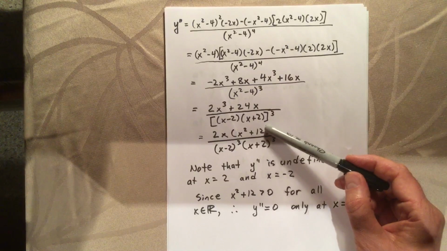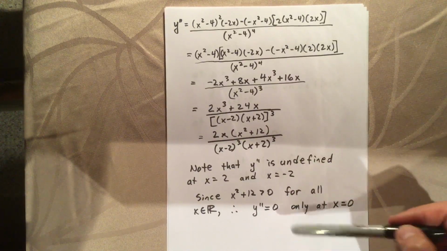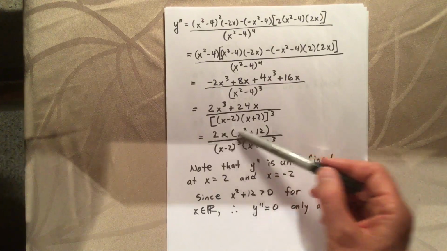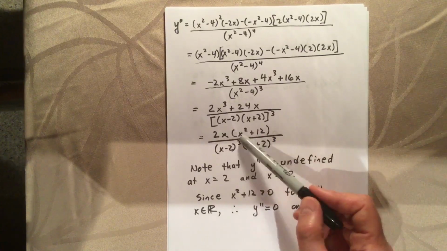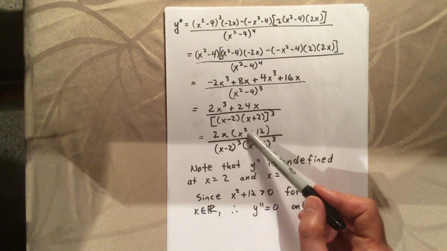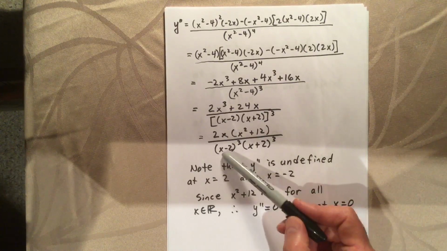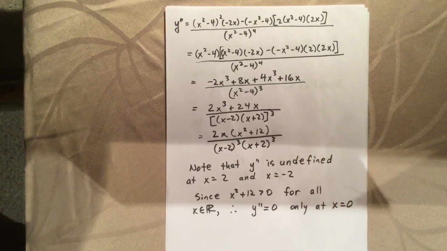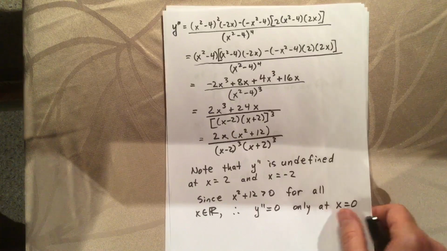Now notice that x squared plus 12 will always be positive, so that means that the second derivative can only equal 0. In other words, the numerator of the second derivative can only equal 0 when x equals 0. There's no value of x that'll make this factor equal 0. And y prime prime is undefined at x equals 2 and x equals negative 2. And again, that's no surprise because there's a vertical asymptote.